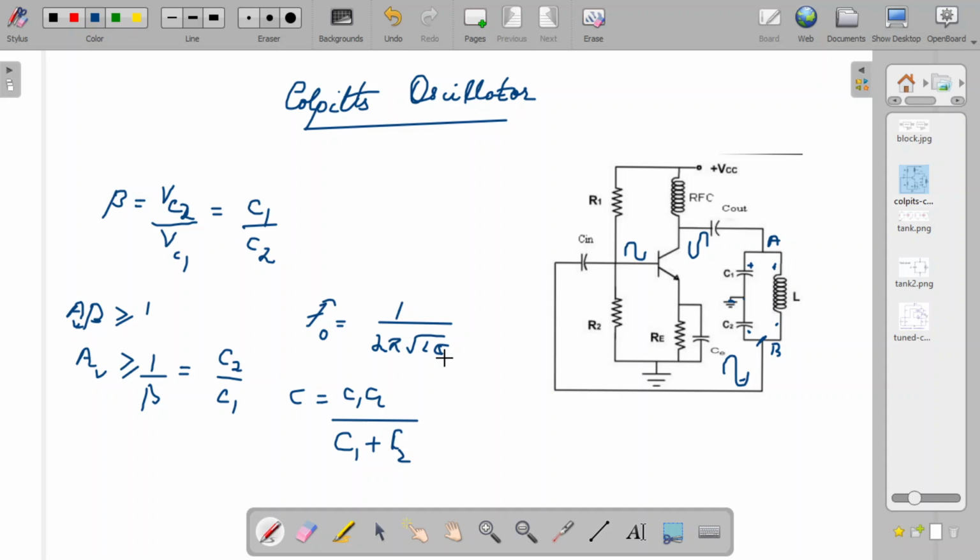So this is how a Colpitts oscillator works, and these are the basic working as well as the mathematics associated with it, the design of the capacitors, the consideration of the AV value, and the frequency of the oscillator, which is discussed here. So thank you very much.